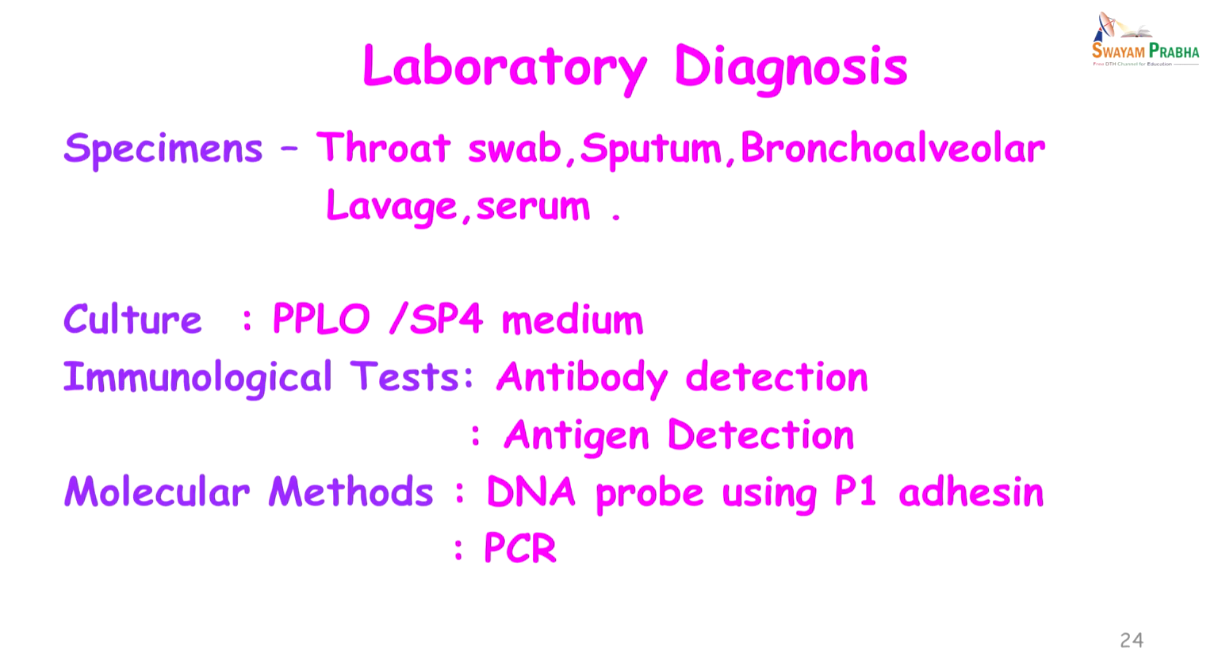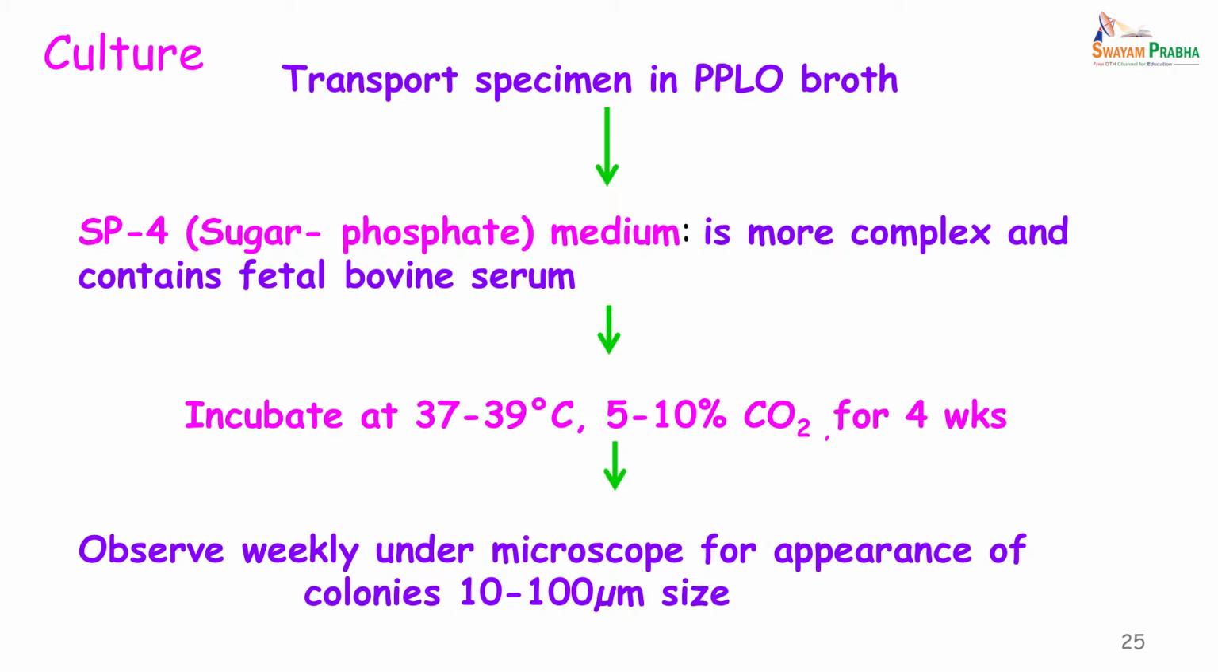In the laboratory diagnosis, to the respiratory secretions we can now add serum when we are going to be conducting immunological tests. So, the various methods of diagnosing would be by culture, by immunological tests where we can detect antibody in the patient's serum or antigen in the patient's respiratory samples, and molecular methods where we will demonstrate the DNA in patients' respiratory secretions. So, let us start with culture.